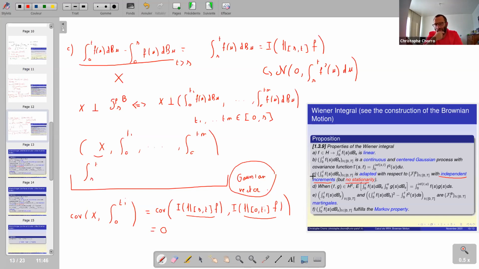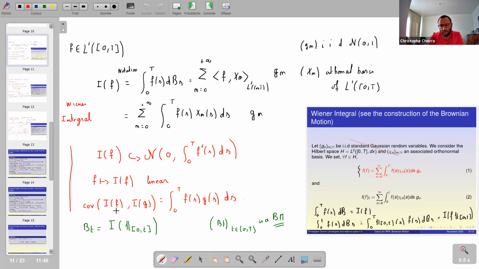Okay, so I continue. For small d, I want to do the proof. If I take two Wiener integrals of this type here, this one may be written as capital I of the indicator function of 0t multiplied by f. Here, I have capital I of the indicator function of 0u multiplied by j.